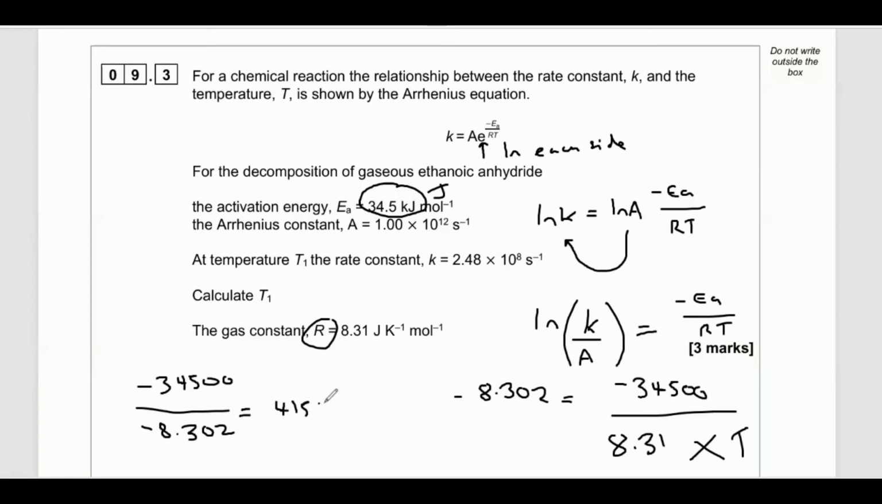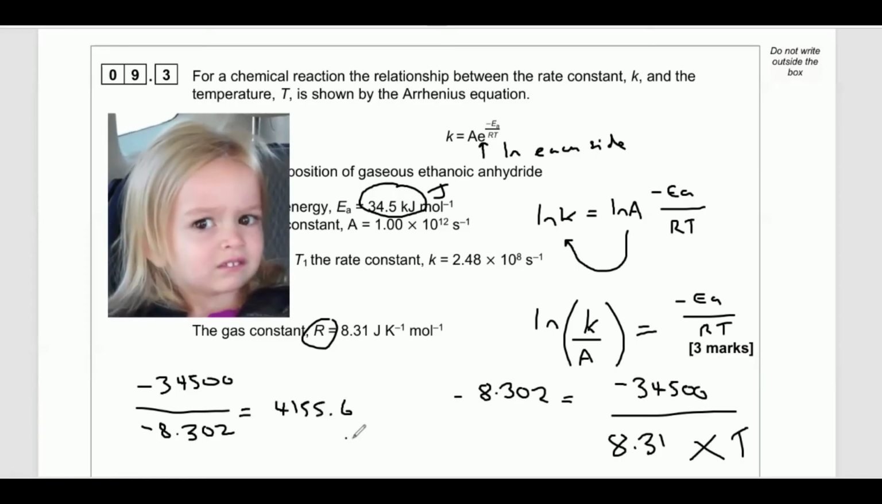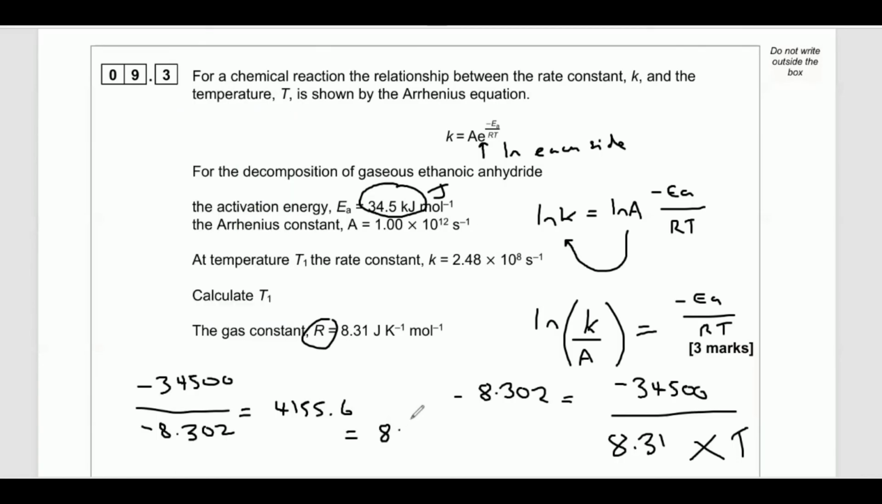And that 4,155.6 is basically equal to 8.31 times T. So I'm just going to do 4155.6 divided by 8.31, and that's going to give me T, and that gives me 500.075 or something like that. So basically 500 is the temperature. And that's the way I did it, but there's plenty of ways to skin a cat.